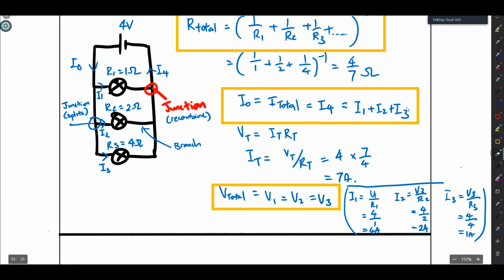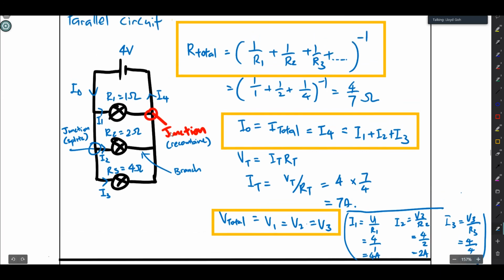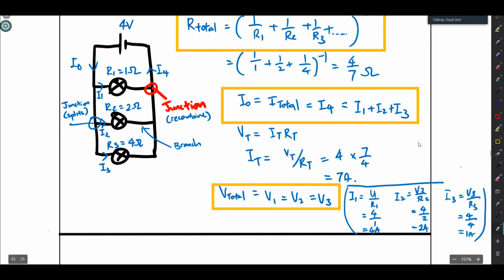Yeah, so basically that's it. So we have I1, I2, I3, and you realize that they add up to become I4 because they recombine, and they are also I0 because they came out from that. The V total for a parallel circuit is the same as V1, V2, V3. It's the same for every branch. And that's it for a parallel circuit. Anyone has any question regarding a parallel circuit?